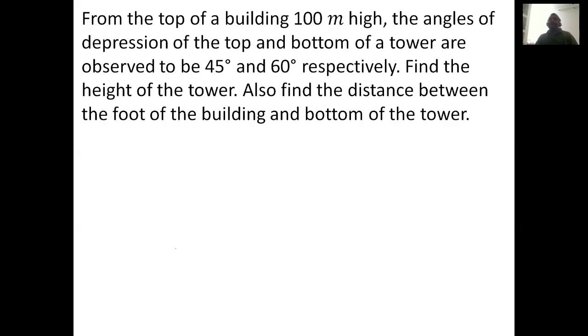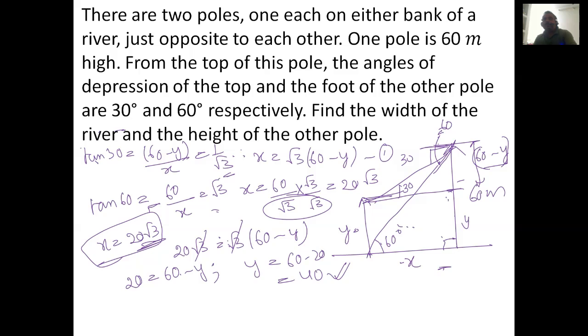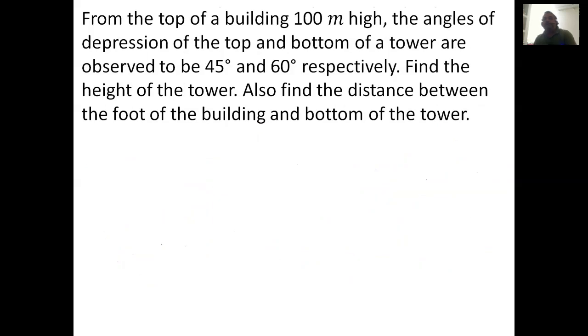From the top of a building 100-meter high, the angles of depression of the top and bottom of the tower are 45 and 60 respectively. Find the height of the tower. Also find the distance between the foot of the building and the tower. I think the question is getting repeated. Instead of the tower, it has been a building. So the question is same. I will draw the figure.